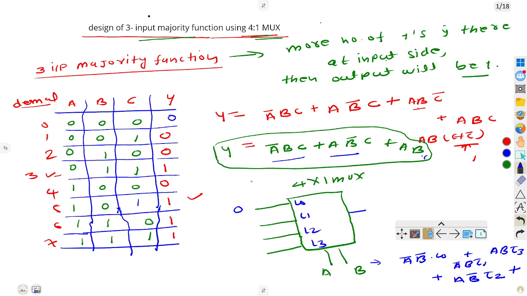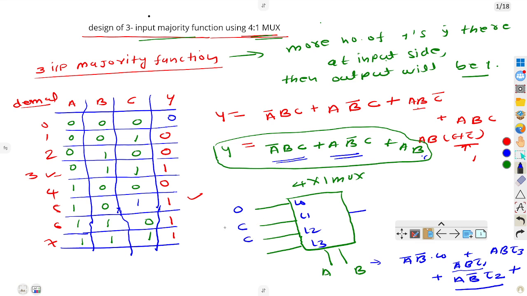So this expression I need to write with the help of the four cross 1 mux. So a bar b bar is not there, so a bar b bar is 0. Then we will check here 1. A bar into b is there, yeah, a bar into b is there. So this will come C. Then we will check a into b bar into I2 is there. A into b bar, yeah, a into b bar is there, means 2 is there. So here will come the C.